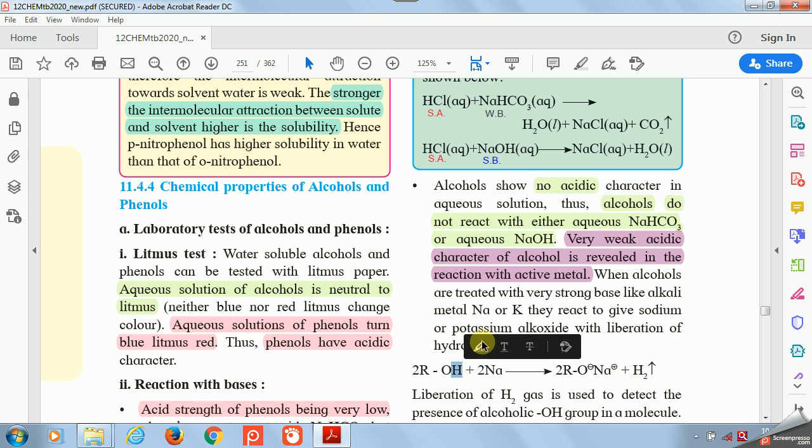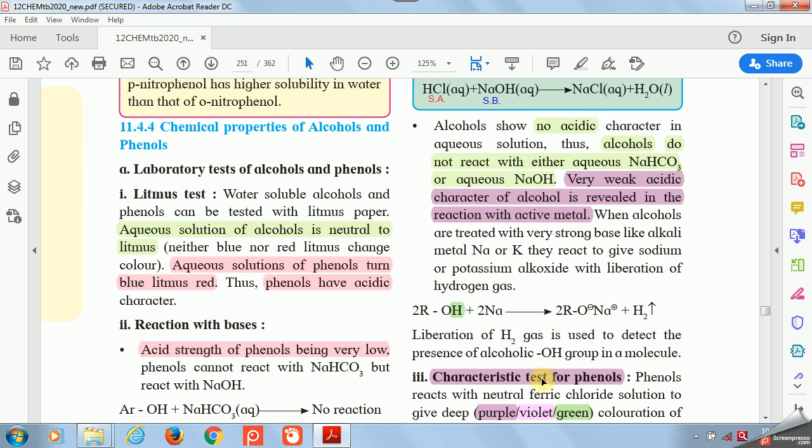So when alcohol reacts with sodium metal, this hydrogen gets replaced and it gets separated out as hydrogen gas. So we get a species called sodium alkoxide. And you can easily observe the liberation of this hydrogen gas in the form of air bubbles. So liberation of hydrogen gas is used to detect the presence of an OH group, meaning alcoholic group, in your molecule.